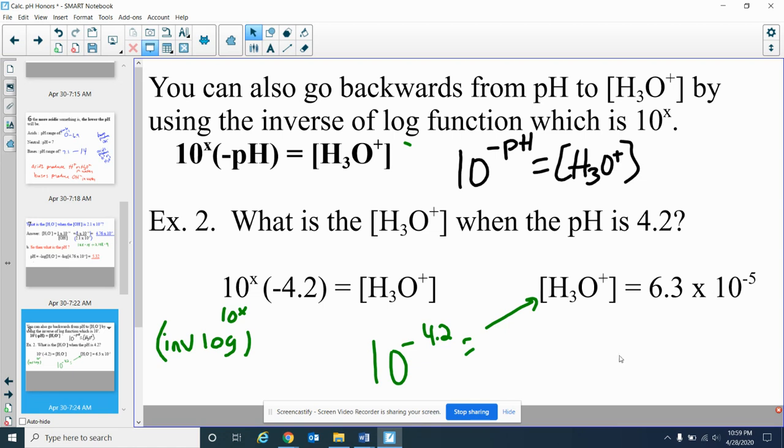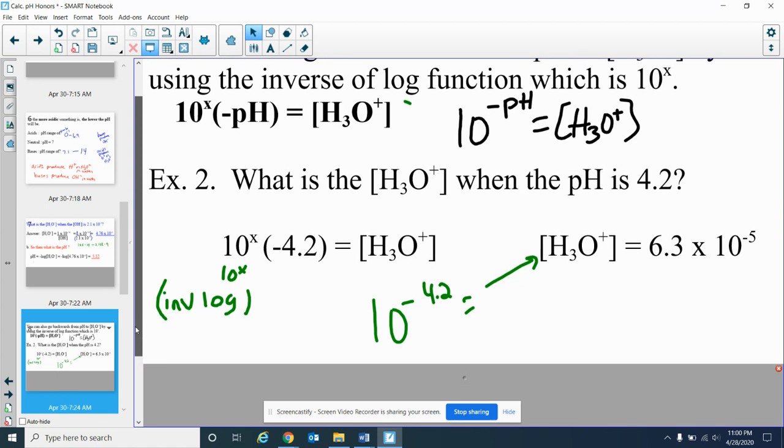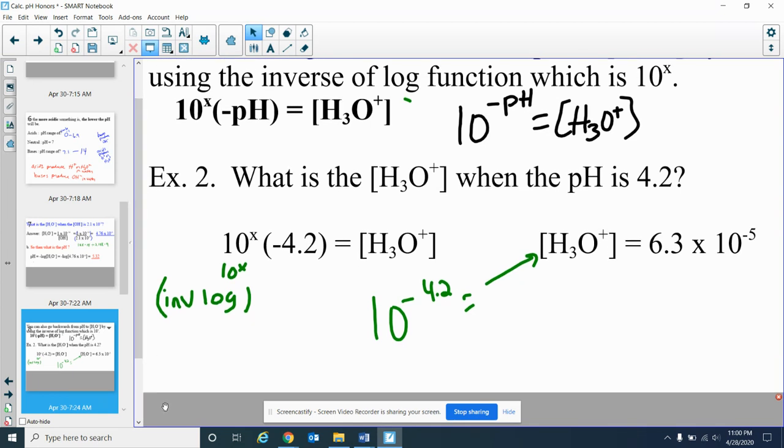Okay. If the pH is a whole number, like what is the H3O plus concentration when the pH is 4, that would just be 10 to the negative fourth. Or what is the H3O plus when the pH is 7? 10 to the negative 7. So when pH is a whole number, the H3O plus concentration is just 10 to the negative of that number. But when it has a decimal like this, you need to plug it in your calculator so that you get an actual number. You can't leave it as 10 to the negative 4.2. Okay, so that's going backwards from pH to H3O plus.